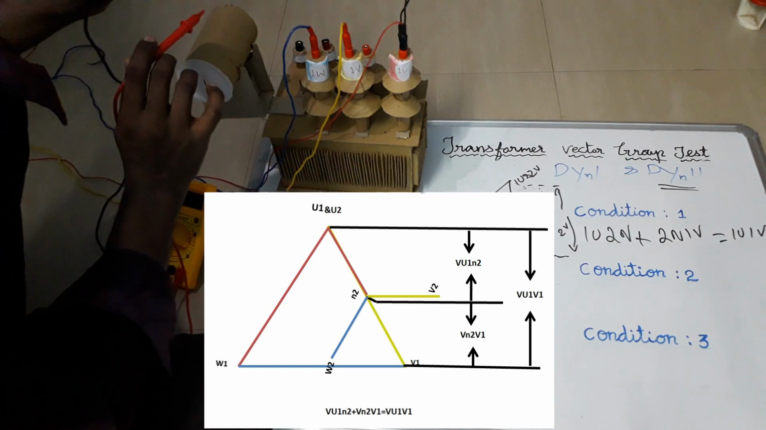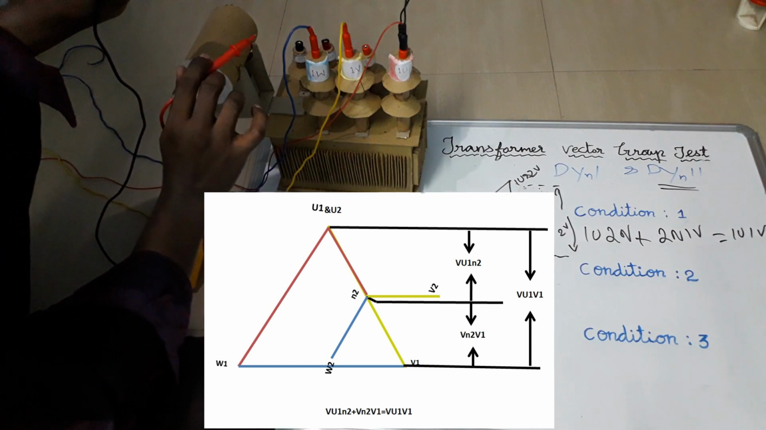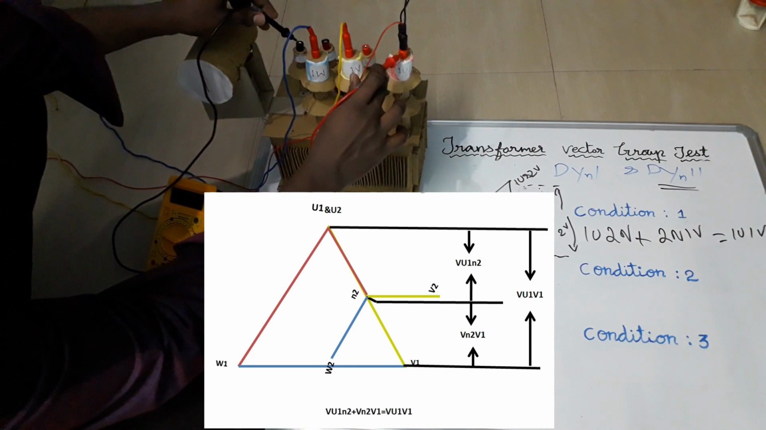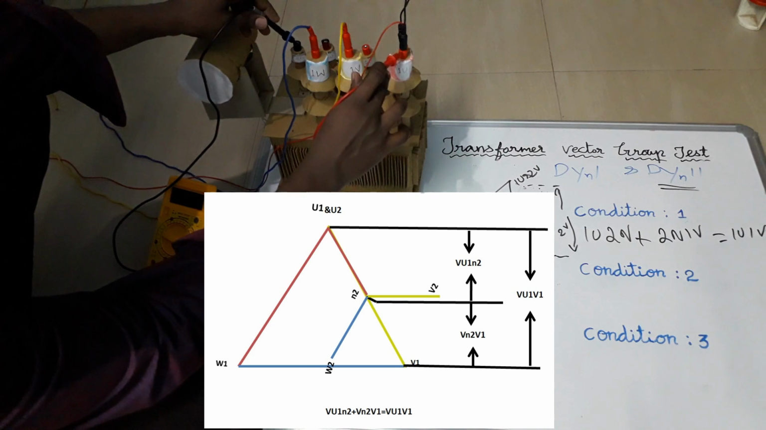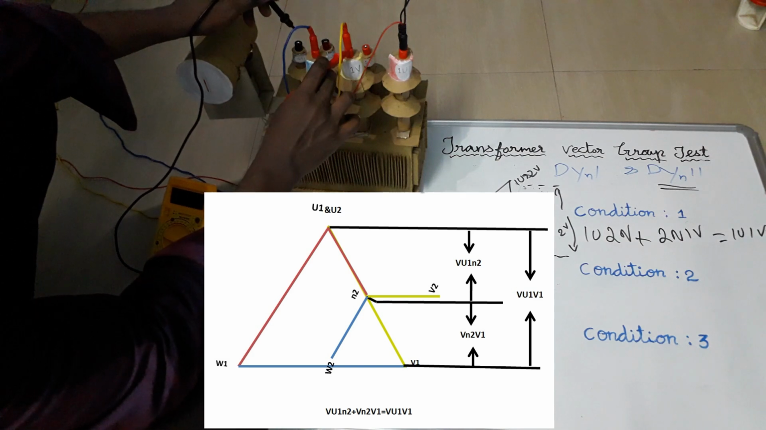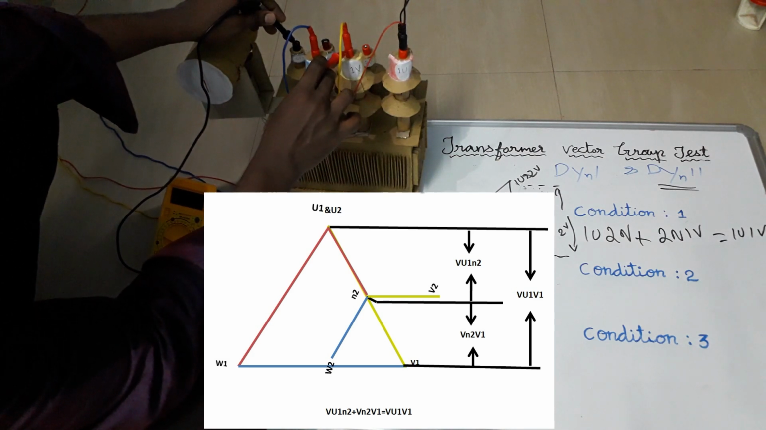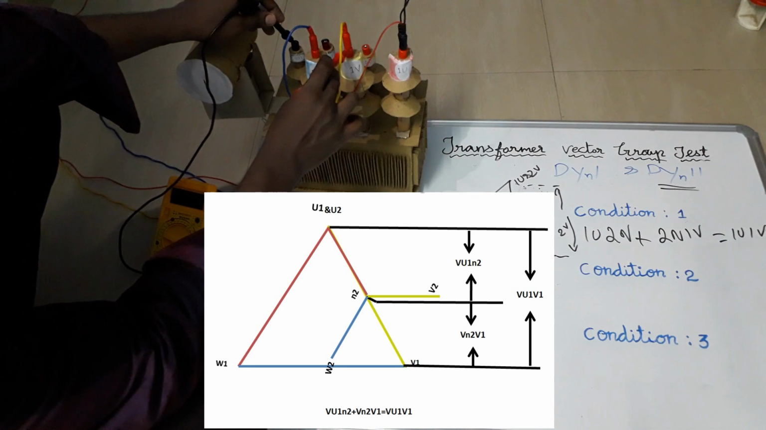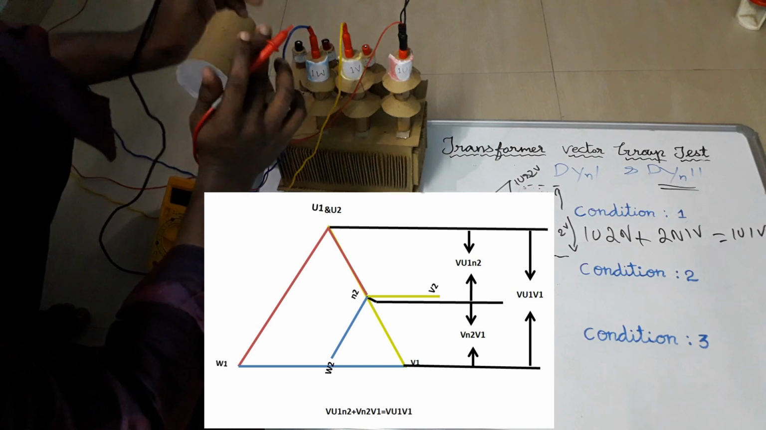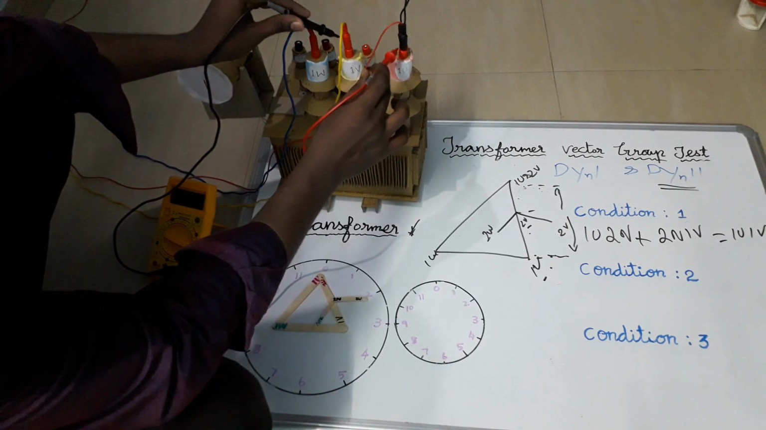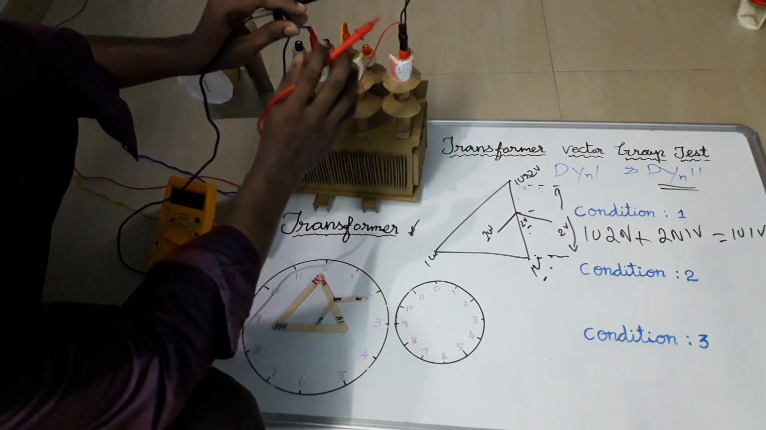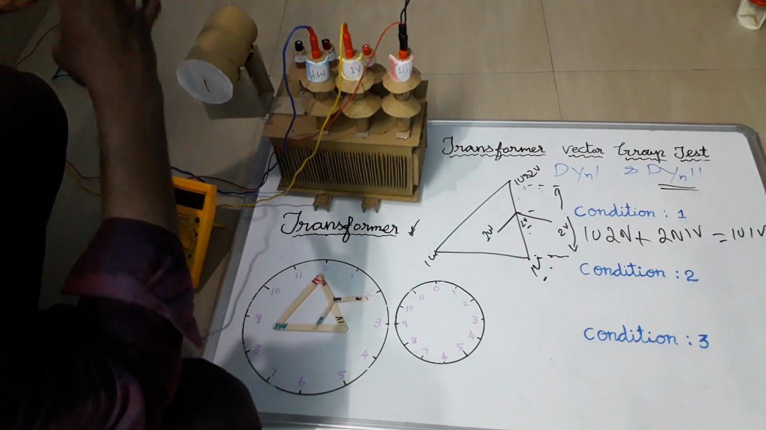For measuring voltage for condition 1, R phase of your HV and neutral of your LV, that is 1U, 2N. You have to note this value. Second, Y phase of your HV and neutral of your LV. These two values we have to add, and finally we have to measure the phase to phase R and Y, that is 1U, 1V. This value should be equal to the previous summation value.